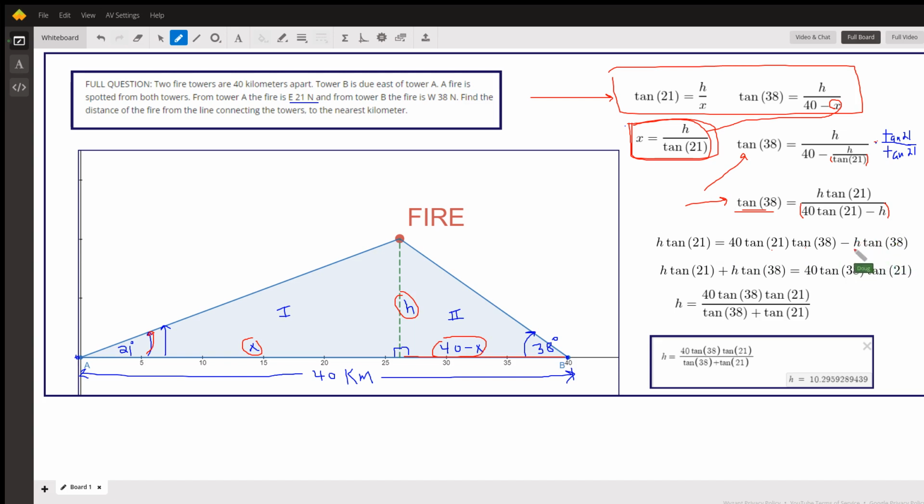Collect the terms containing h on the same side of the equal sign. That's over here. Factor out the h and then divide by the coefficient, which is tangent 21 plus tangent 38. Okay, and there's a calculated value for this distance right here. To the nearest kilometer, that would be 10. To the nearest tenth of a kilometer, 10.3.